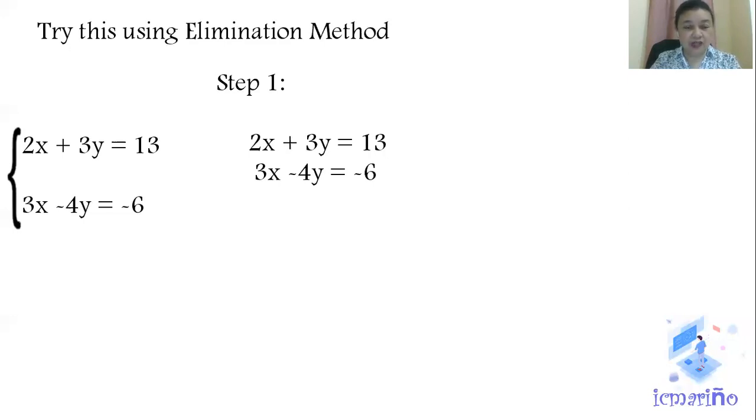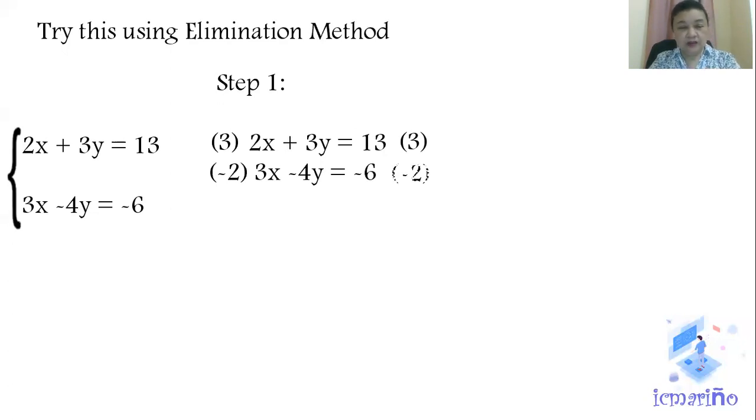So we have 2x plus 3y equals 13, and 3x minus 4y equals negative 6. So what do we do? We multiply 2x and 3x so that we can eliminate the x variable. Okay, so we multiply by 3 because 3 times 2x is 6x. What is the opposite of 6x? Negative 6x. So what do we need to multiply to 3x to make it negative 6x? Of course, we can multiply by negative 2 to make it negative 6x.